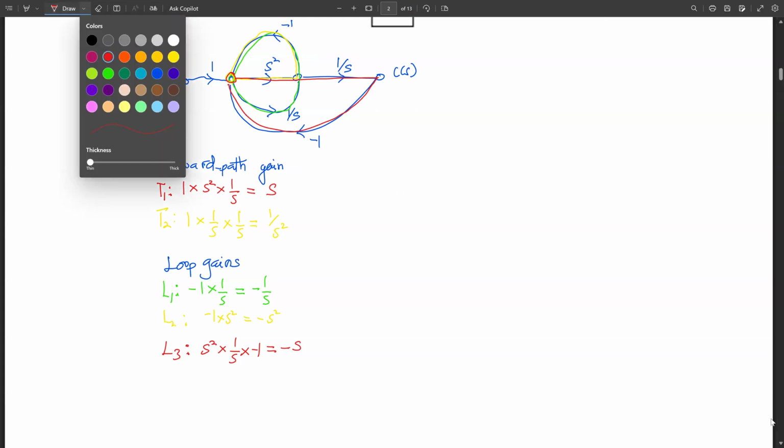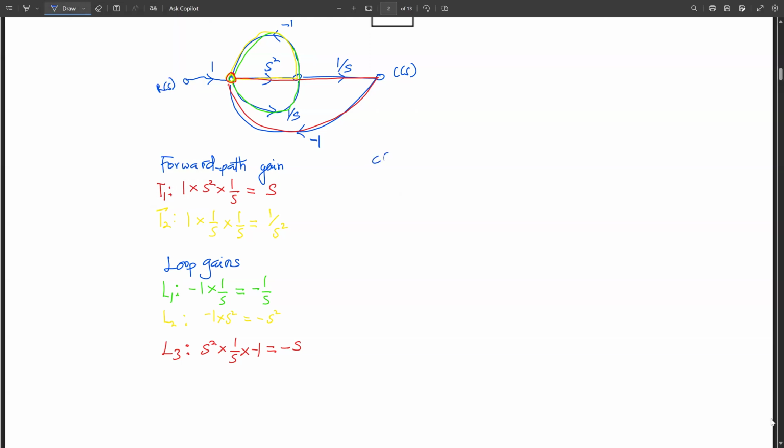So the next thing that we move on to is the formula: C(s) over R(s) equals the summation from k equals 1 to the number of forward paths we've identified so far, which in this case is 2, of T sub k times delta sub k, all over delta. Now we know what our T sub k is: T sub 1 and T sub 2. The only thing left to find here is the delta, and from the delta, we can find our delta sub k.